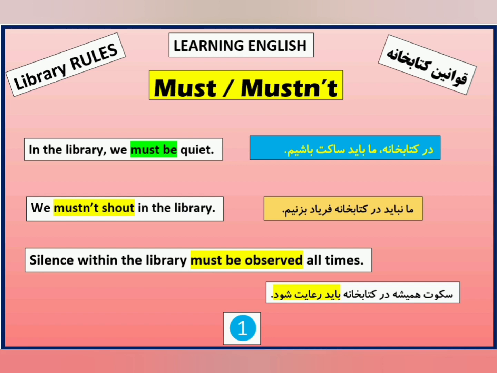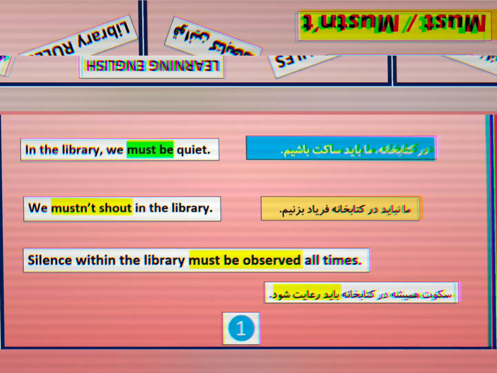Silence within the library must be observed all times. Silence یعنی سکوت. Within the library تو کتابخونه must be observed باید observe بشه، رعایت بشه. All times همیشه. پس سکوت تو کتابخونه باید همیشه رعایت بشه. پس دقت کنید بعد از must شکل ساده فعل به کار میره.